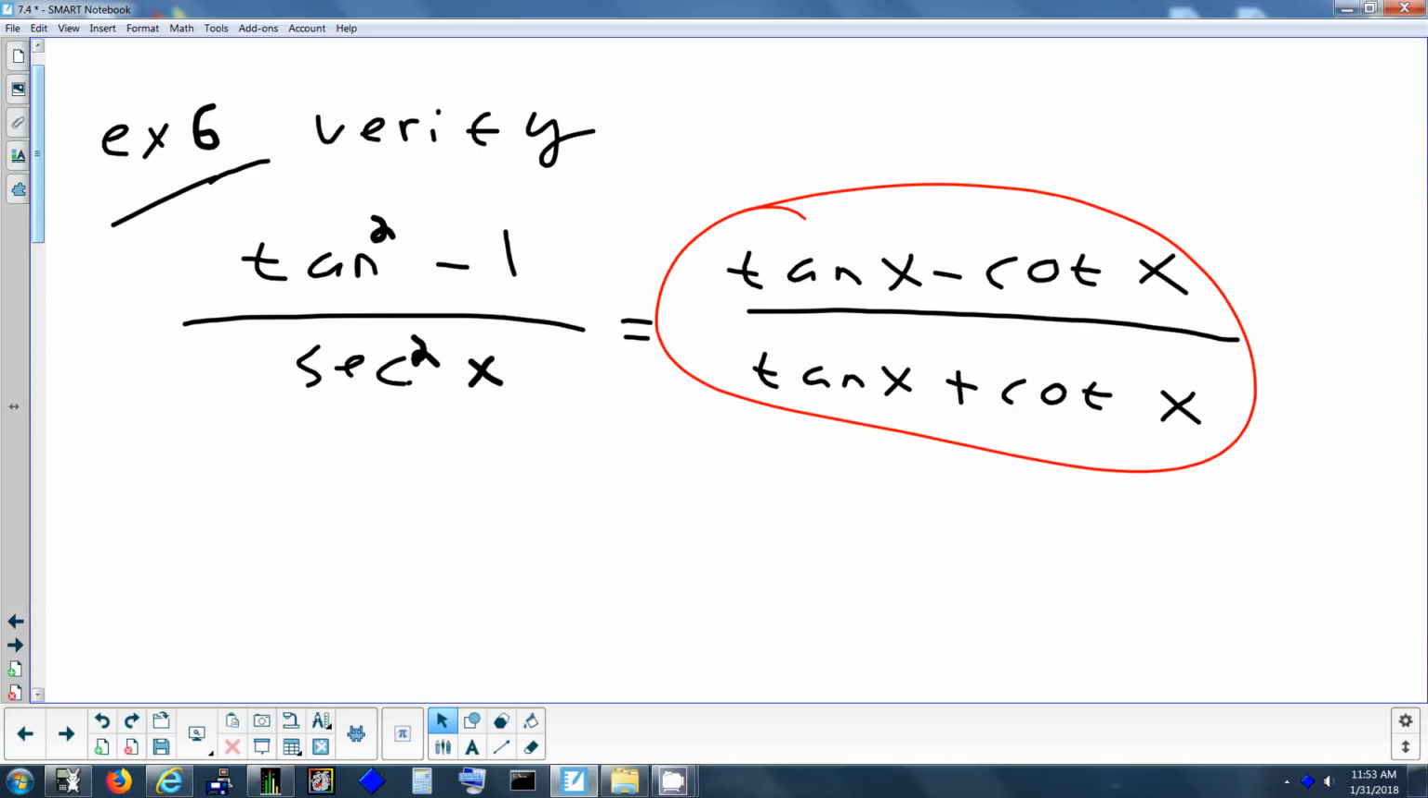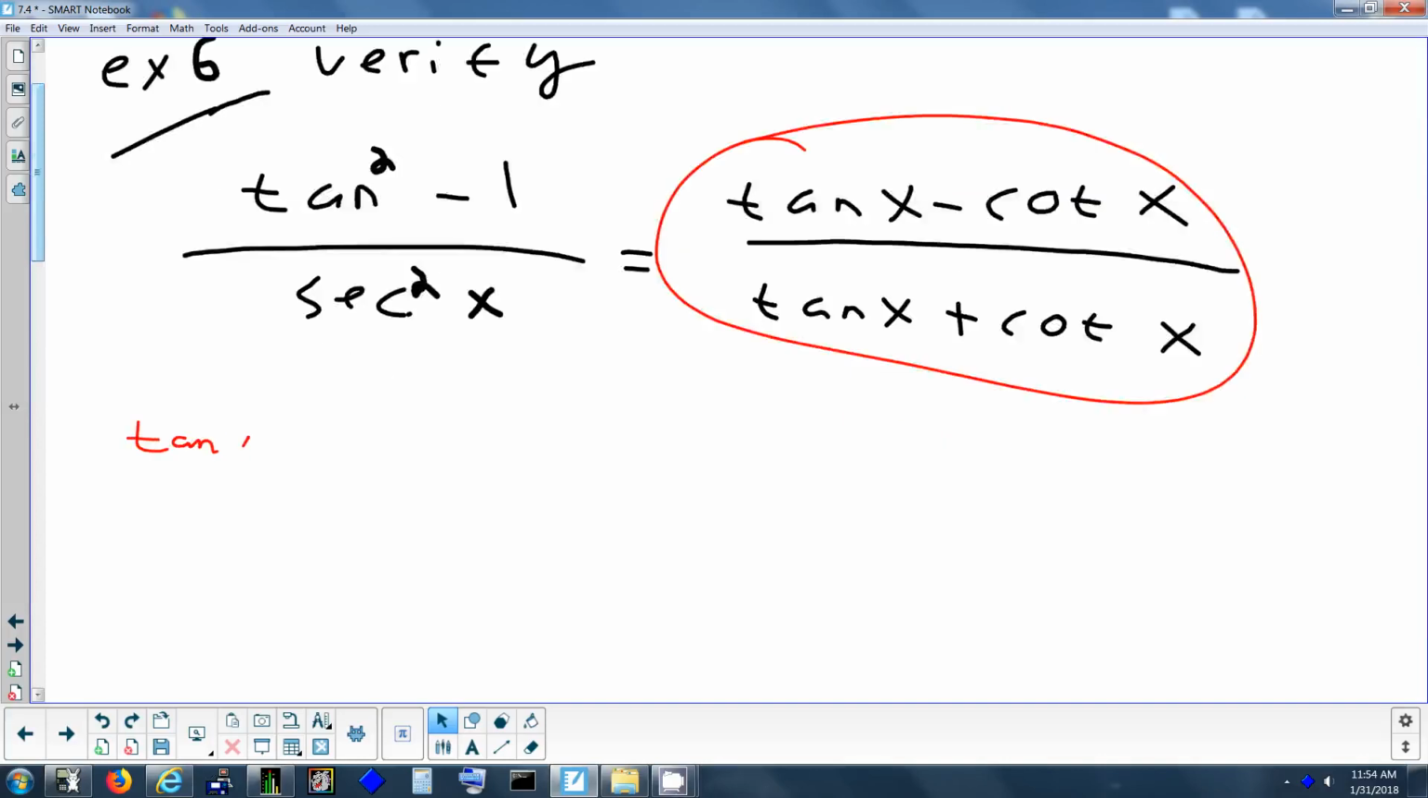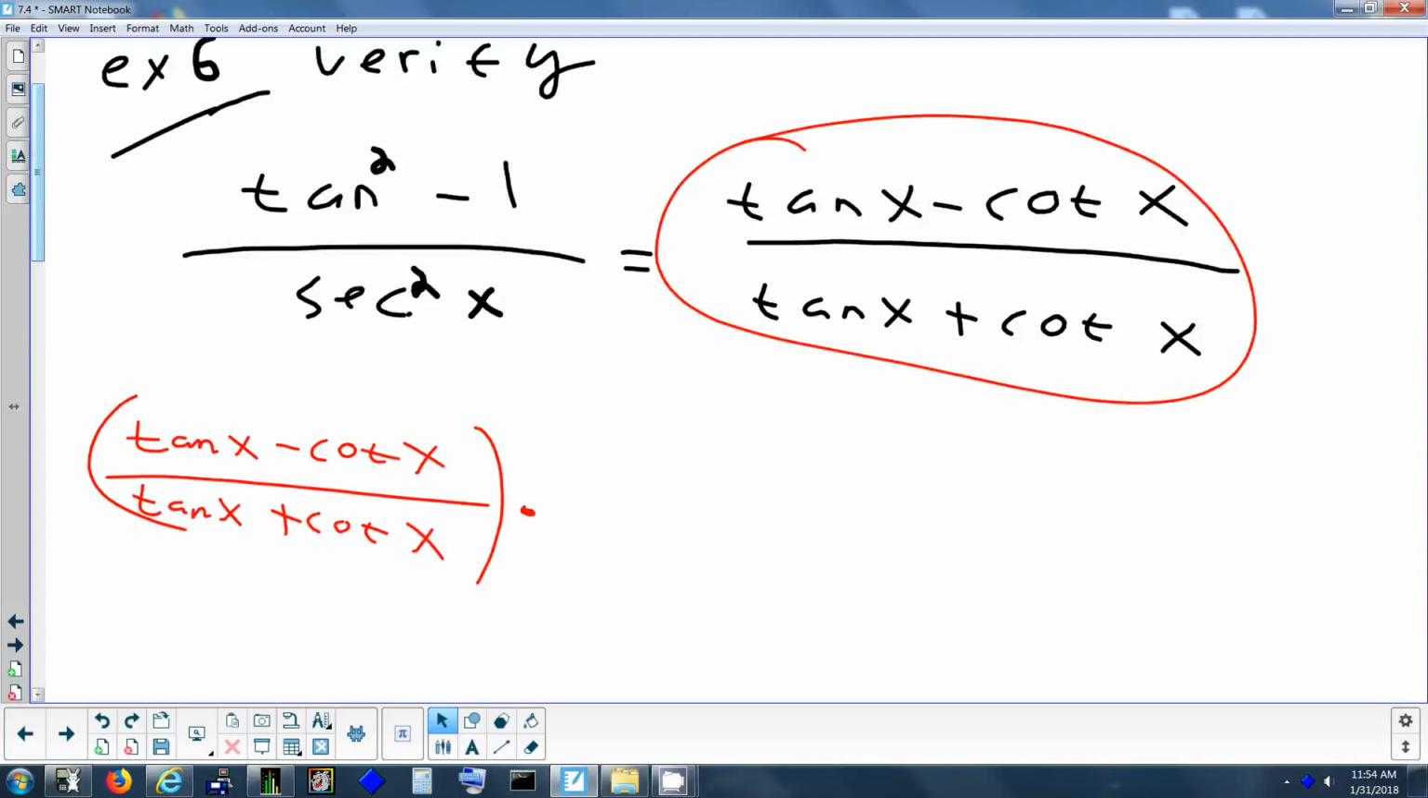So I think the reason I like the conjugate is because I just see top and bottom. They look very similar, and I think the conjugate is going to cancel stuff out. So let's try. So let's take tangent x minus cotangent x over tangent x plus cotangent x. And we're going to multiply top and bottom by the conjugate. Okay, so let's multiply top and bottom by the conjugate. You could pick the conjugate of either one. Let's do the conjugate of the top. Tangent plus cotangent.